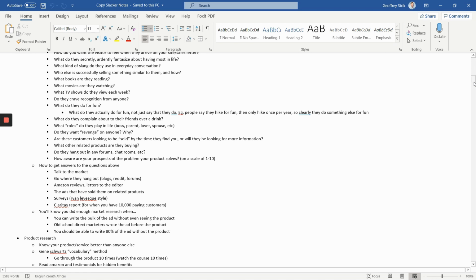So the ads that have sold them on related products, you can take a look at those ads to see how they position the product as a solution to your market's needs, sort of see what they're claiming the benefits of their products are, what pains they solve in the market, especially if you know that it's a successful ad campaign. Those are really good for copying in a sense, or at least taking inspiration from.